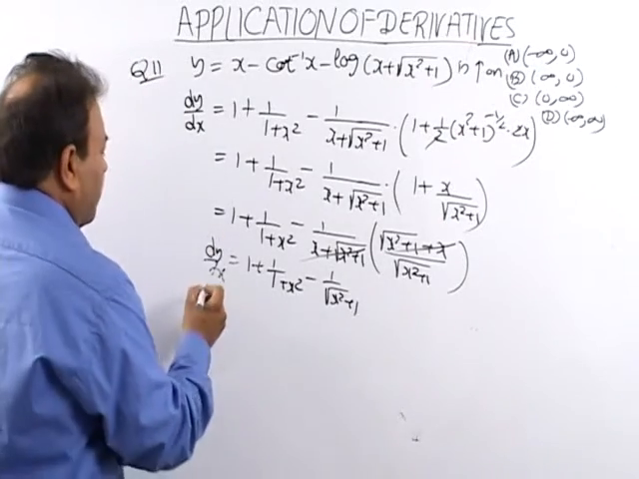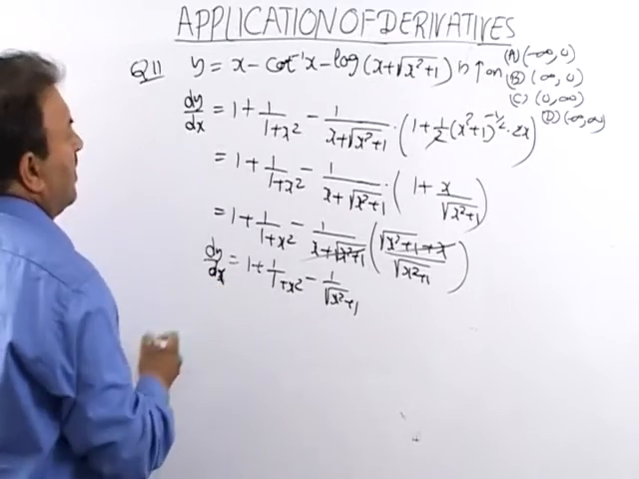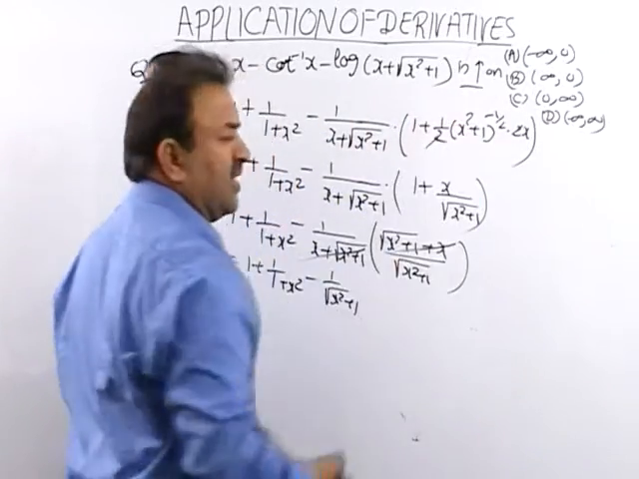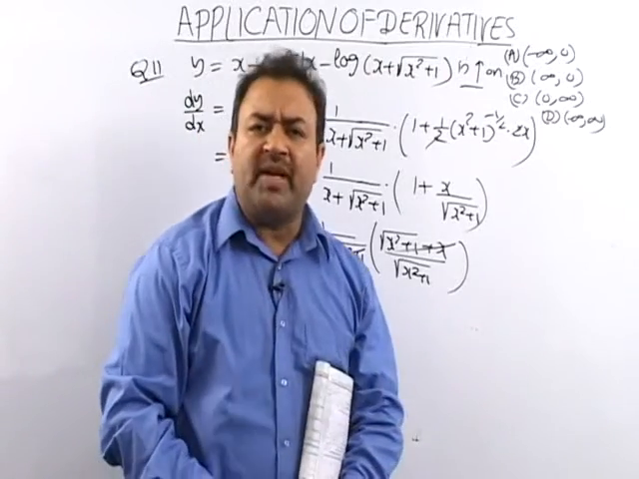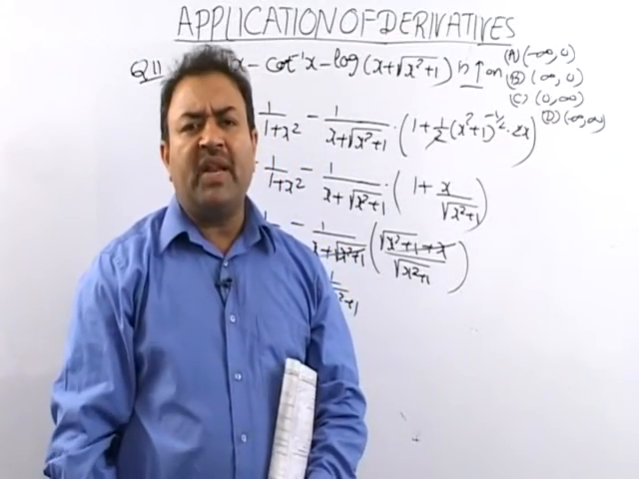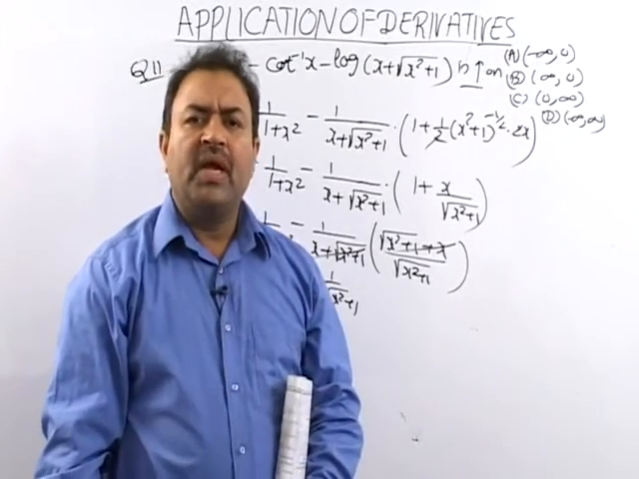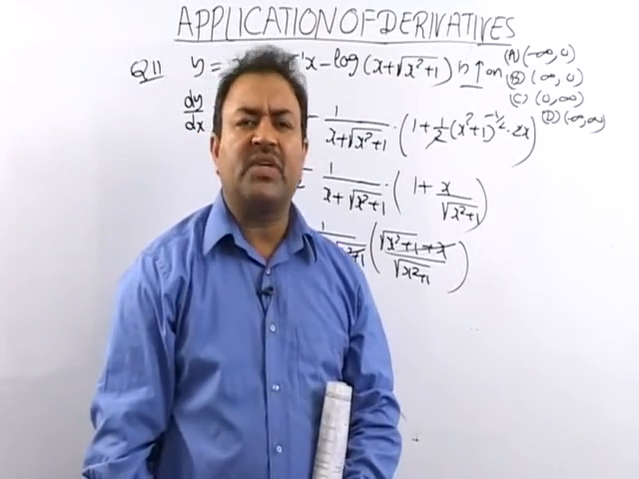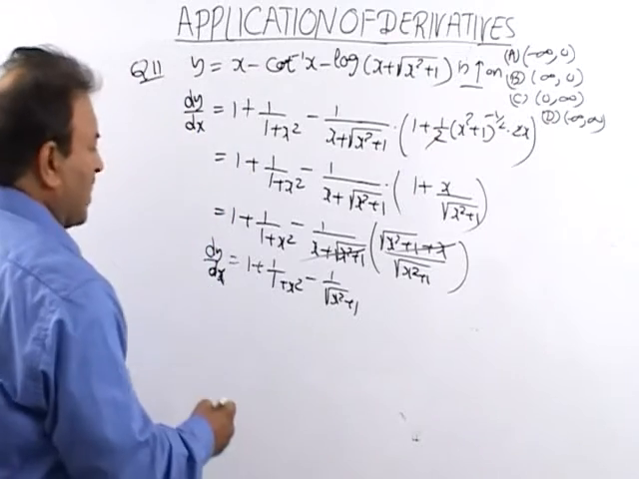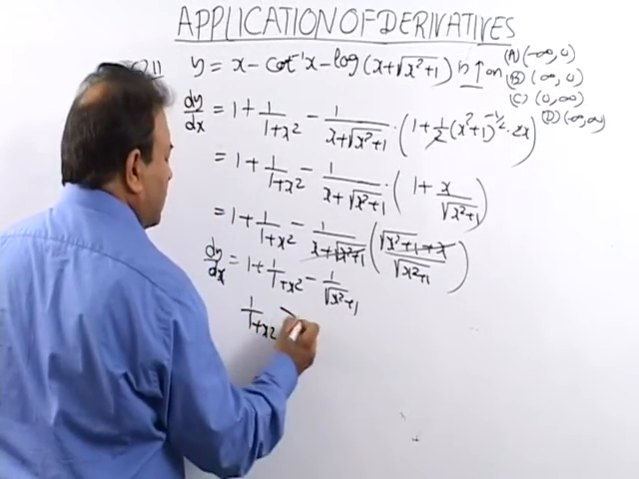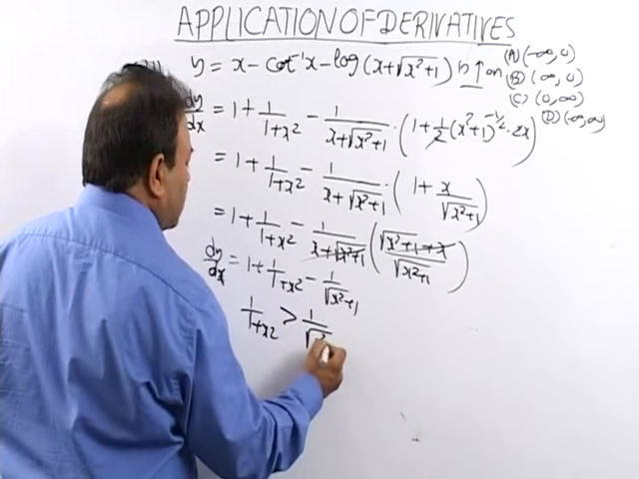We are given four options and we found dy/dx. Why did we find it? Because we know that for the terms increasing and decreasing we find the derivative. If the derivative comes out to be positive, then the function is increasing. If the derivative is negative, the function is decreasing. That means I can say from here 1 upon 1 plus x square is always greater than the square root of x square plus 1.